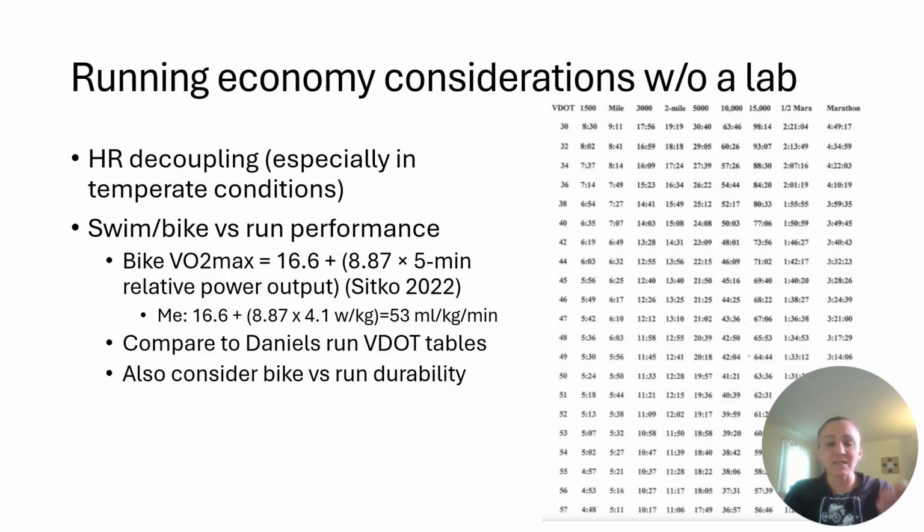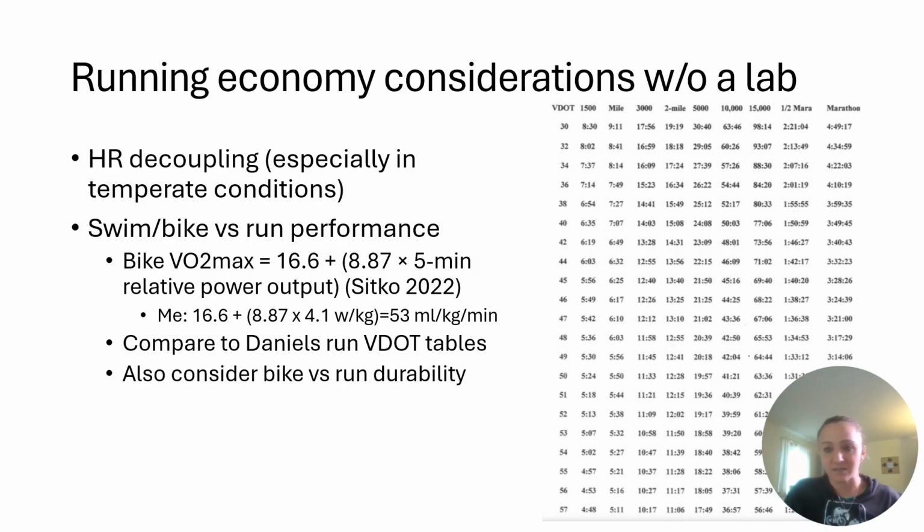Then I was looking at Jack Daniels, who many, many years ago came up with these VDOT tables, which took our VO2 max and gave an estimation of what you should technically be able to run at that VO2 max, assuming good run economy and all that. If we look at this 53 line, I'm not there right now at the moment. So that might indicate my run economy could use some work. Another thing is to consider bike versus run durability.